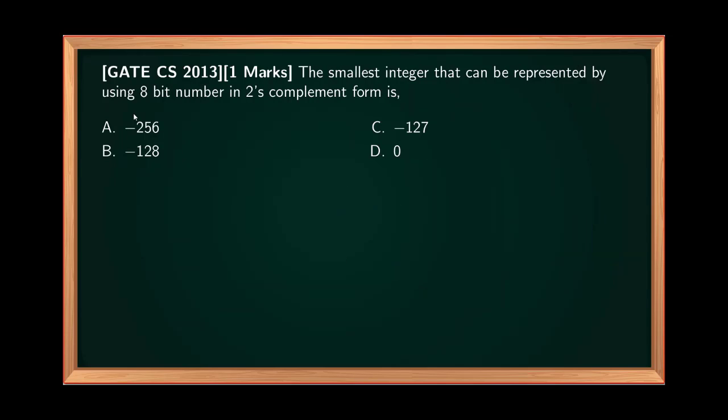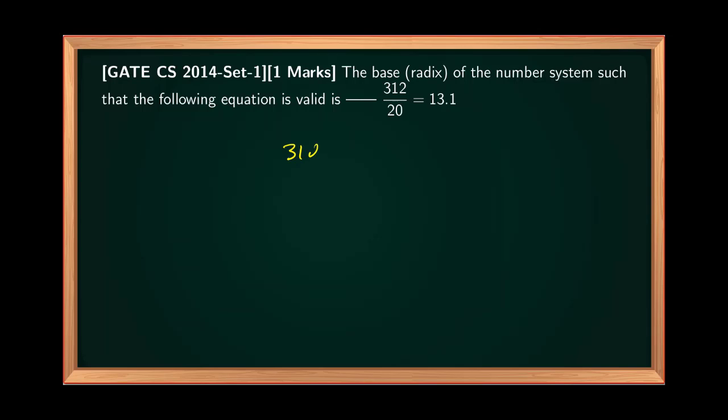The smallest integer that can be represented by using an 8-bit number is nothing but minus 2 power 8 minus 1. That's equal to minus 2 power 7, that's equal to minus 128. Given 312 base r upon 20 base r equals 13.1 base r.